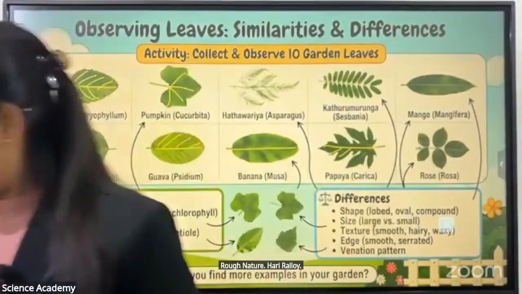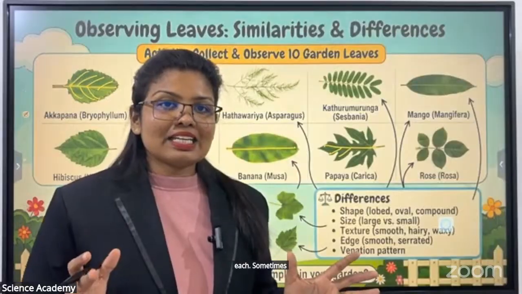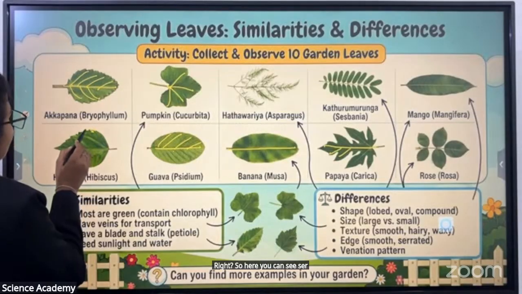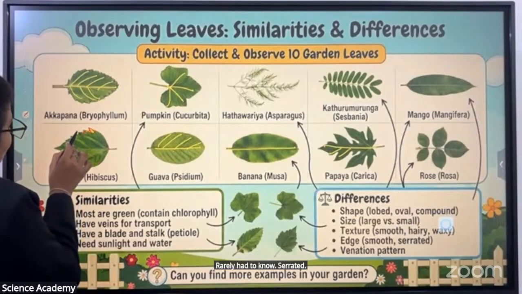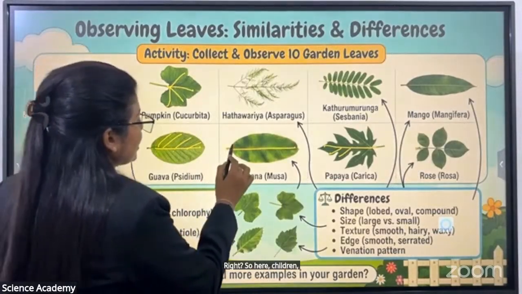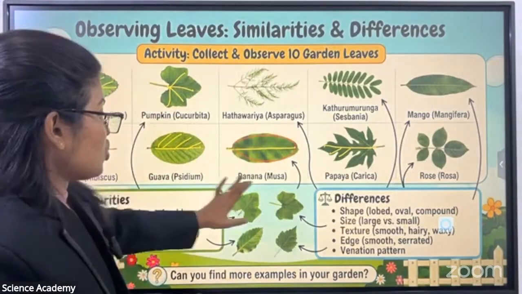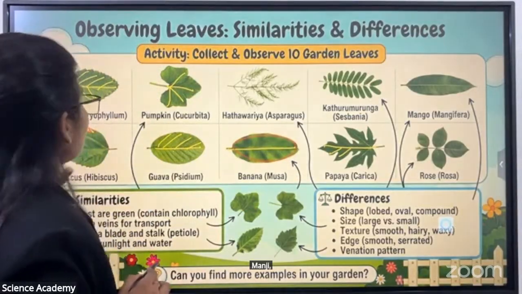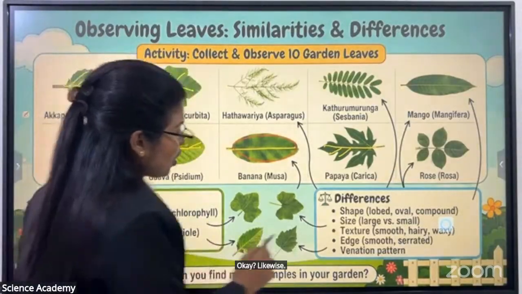Hari ralui. Okay. Edge. Sometimes some plant leaves have a serrated margin. So here you can see a serrated margin. Serrated means rally. So here children, this plant leaf has a smooth edge, smooth edge or smooth margin. Here this one has a serrated margin. Likewise.